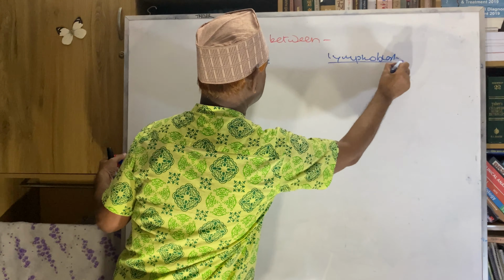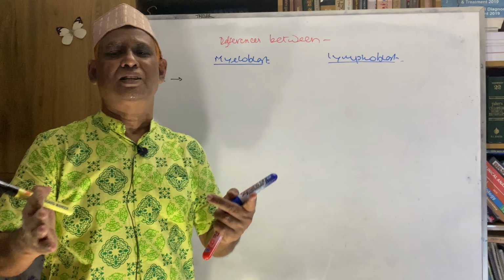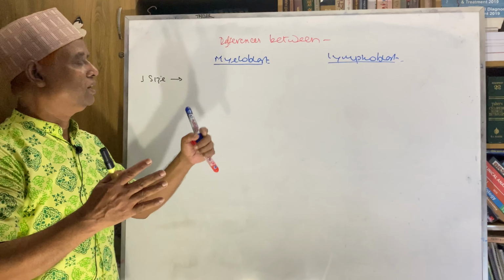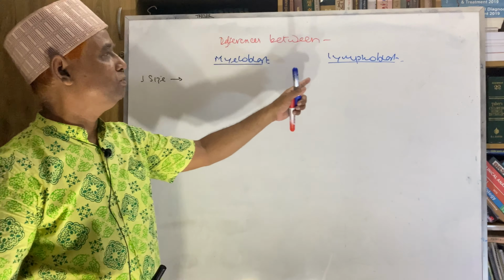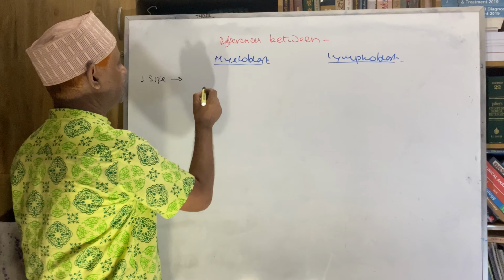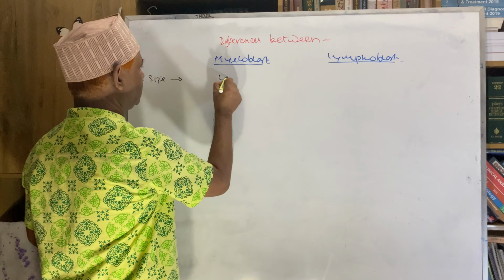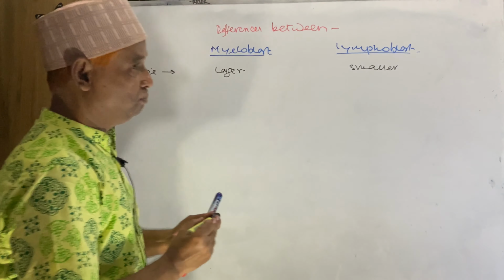First come to size of cell. Dear audience, you know, cancer cells or malignant cells are always increased in size and larger. So the leukemic cell that we get in leukemia, this is the cancer cell, it is larger in size. Both myeloblast and lymphoblast are large, but in comparison, myeloblast is a bit larger than the lymphoblast. The lymphoblast is smaller than the myeloblast, but both are large.